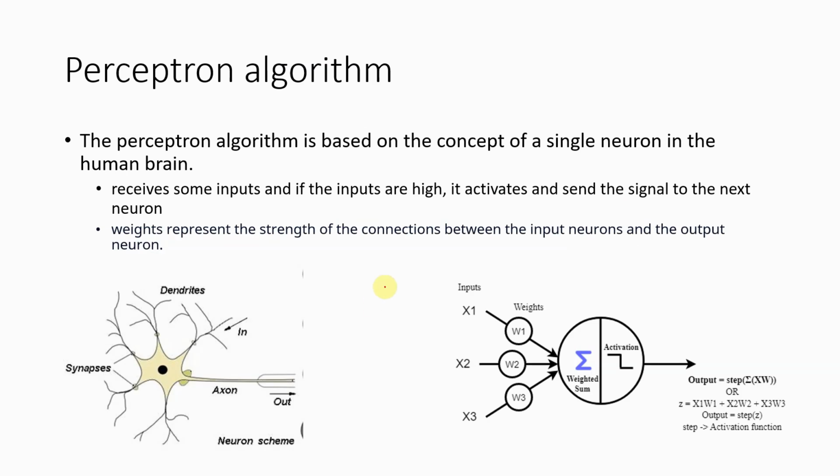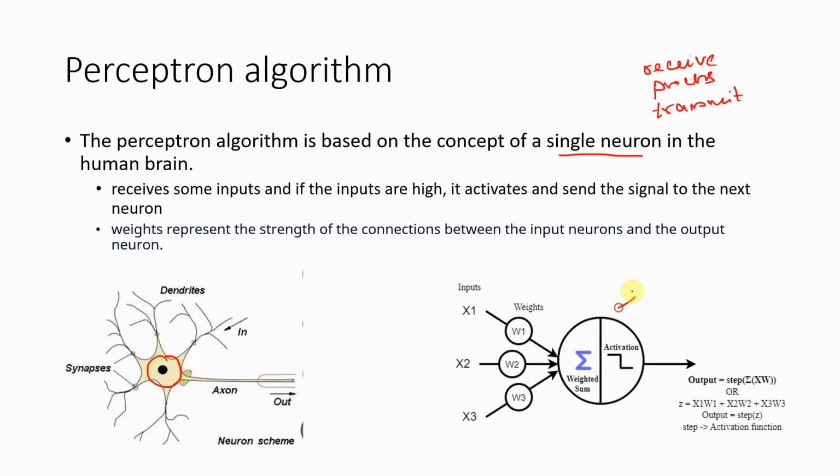task. The perceptron algorithm is based on the working principle of the single neuron available in the human brain. A single neuron will receive signals from other neurons and process the signals through its nucleus, and later they will be transmitted to the next neuron. This is the structure of a single neuron in the human brain. Here, the neuron will receive the signals from the dendrites and process them in the nucleus. Later, the output will be transmitted through the axon.